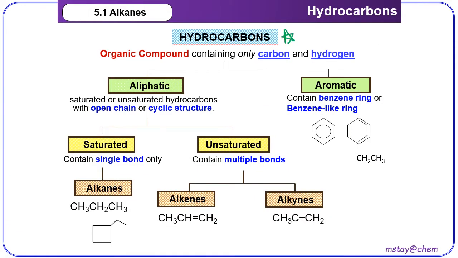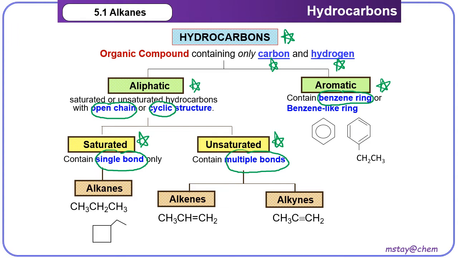Looking at the name hydrocarbon, we know that this organic compound only contains carbon and also hydrogen. So for this hydrocarbon, we can divide them into two main groups, which are aliphatic hydrocarbon and aromatic hydrocarbon. The aliphatic hydrocarbon means the hydrocarbon is with open chain or can be with the cyclic structure. However, for the aromatic compound, they have to contain at least one benzene ring. Next, the aliphatic hydrocarbon can be divided into another two main groups: saturated, where it only consists of single bonds, while unsaturated hydrocarbon will contain multiple bonds, which is either a carbon-carbon double bond or a carbon-carbon triple bond.